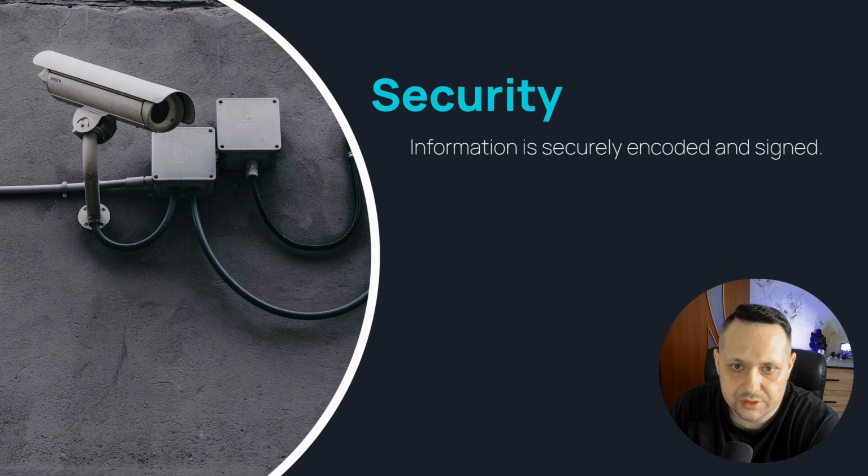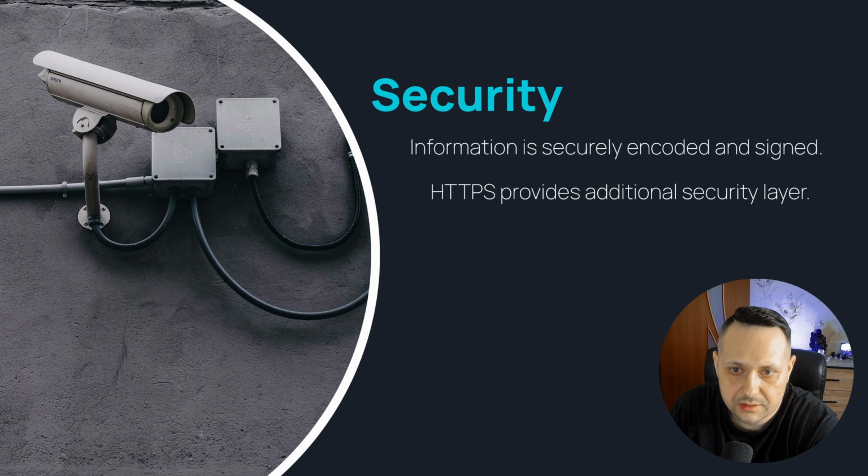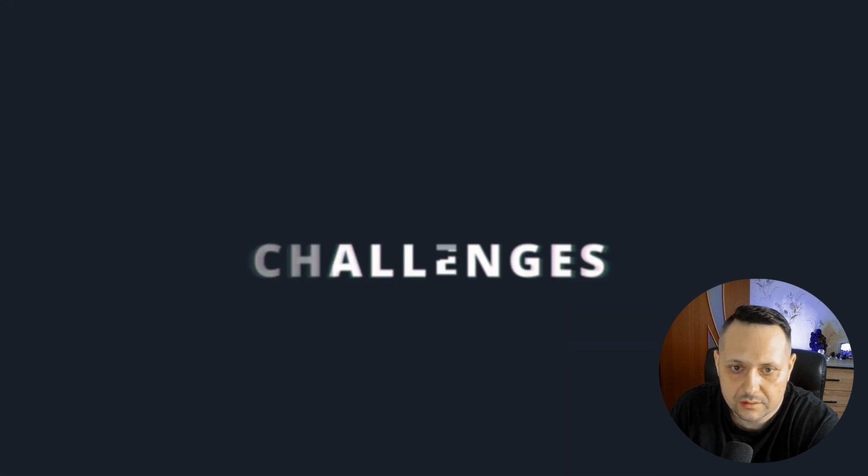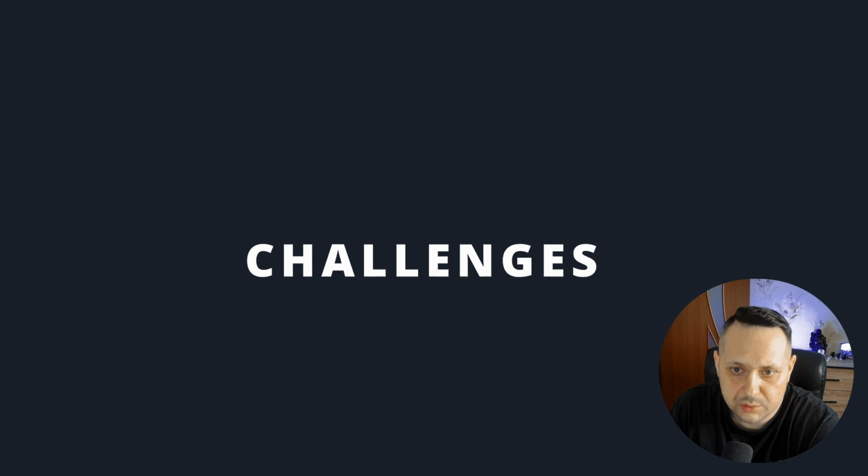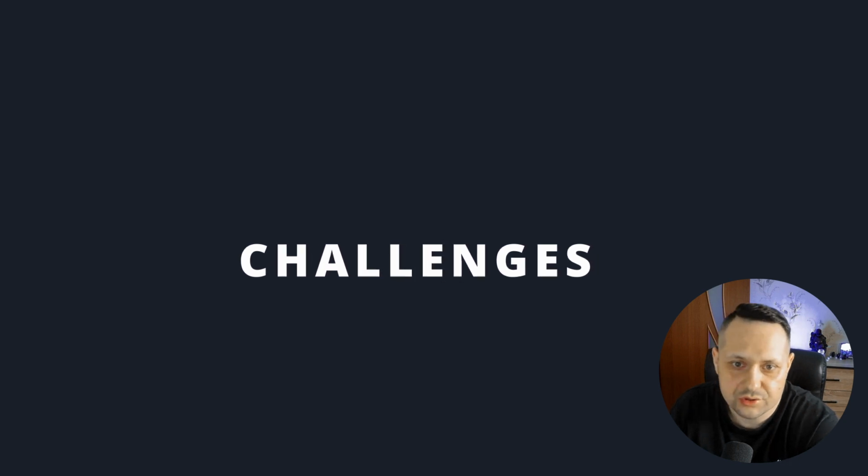With JWT, information is securely encoded and signed. This signature ensures the token is authentic and unchanged, providing a secure way to transfer information over the internet. Furthermore, when used with HTTPS, JWTs offer an additional security layer, protecting against man-in-the-middle attacks and ensuring data remains confidential and intact. These are all great benefits, but what challenges might we face using JWT?